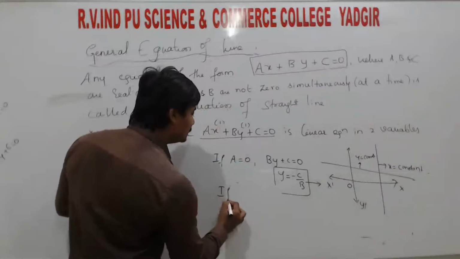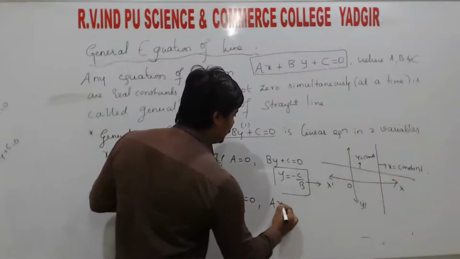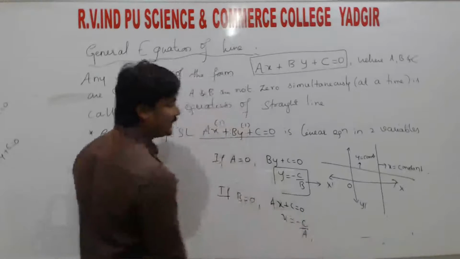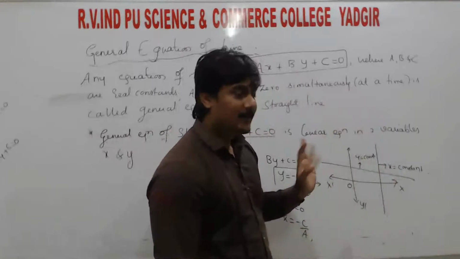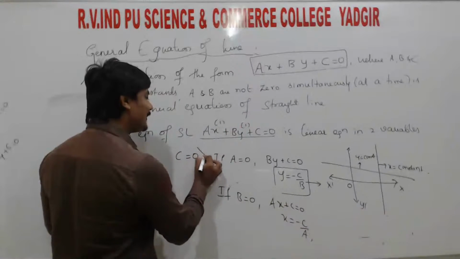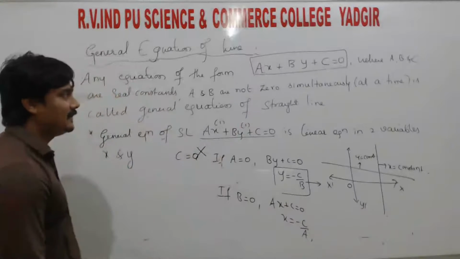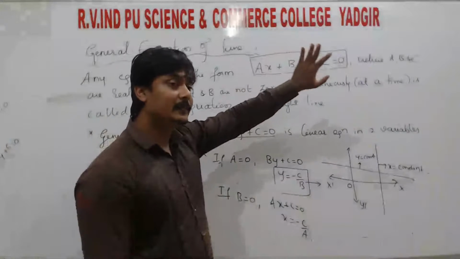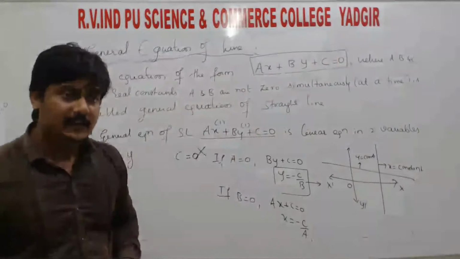ಒಂದು ವೇಳೆ b 0 ಅದಂತ ತಿಳ್ಕೊ, ax plus c equal to 0, x equal to minus c by a, x equal to constant ಅಂದ್ರೆ line parallel to y axis. But ಎರಡು 0 ಆಯಿತು ಅಂದ್ರೆ ಅಲ್ಲಿ equation ಬರಂಗಿಲ್ಲ, c equal to 0 ಆಗ್ತದೆ. It does not represent a straight line. That's why we have put the condition that children, in this general equation of straight line, a and b cannot be simultaneously 0. If any one is 0, that is okay. Both cannot be 0 at a single time.